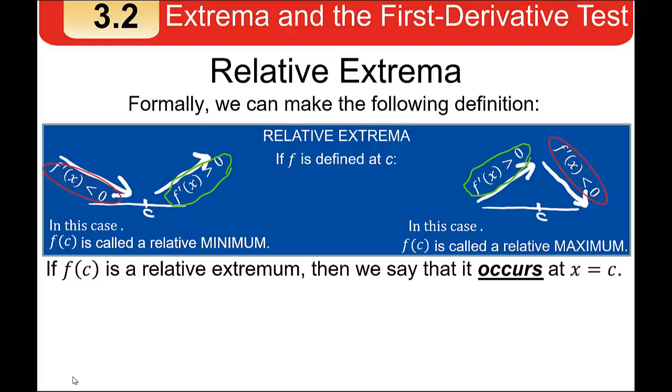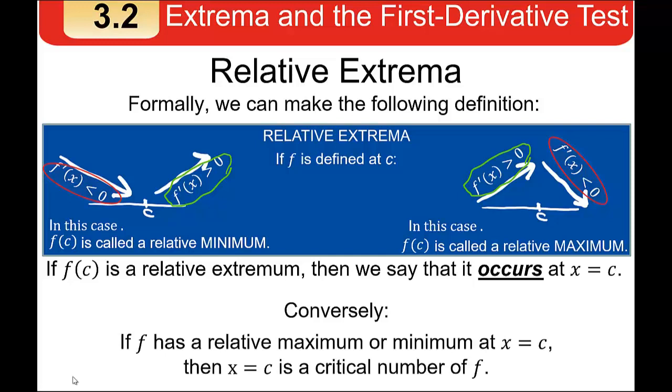Again, just basically vocabulary. The f of c value is the relative max or min, and where it occurs is the x equals c value. A problem might ask you for both, or it might ask you to find the relative max or min, that would be the f of c value. It might just ask you to find where the max or min occurs, and that would be the x equals c value.